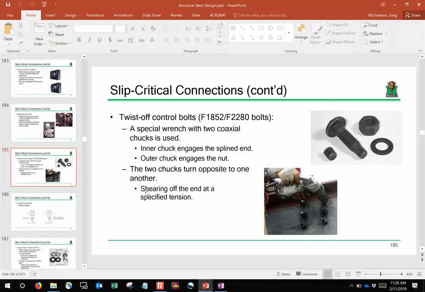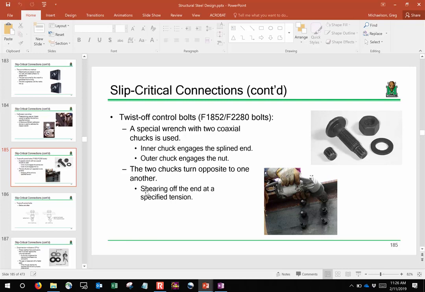Okay, this right here, I want to explain what's going on here. This is what's called a twist-off control bolt. To be honest, I should have put an image here at this point in the presentation. It is a very specialty type of bolt that is used in order to generate what's called a slip-critical connection. We're going to talk about slip-critical connections later, but the short version is that a slip-critical connection is trying to account for the friction that's developed between two plates in order to generate a connection.